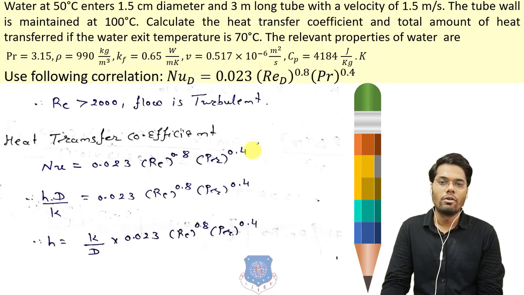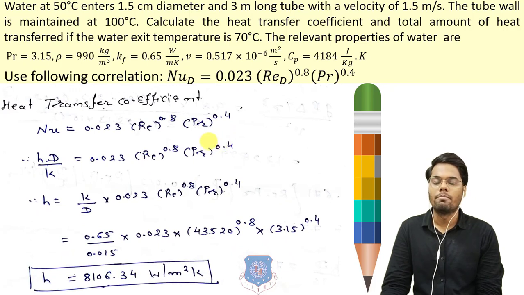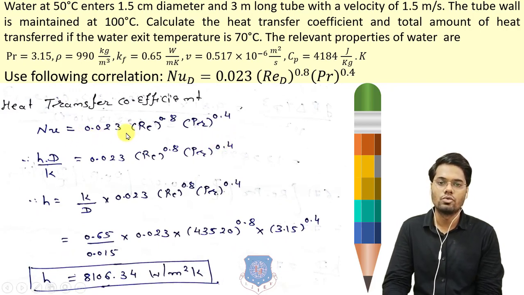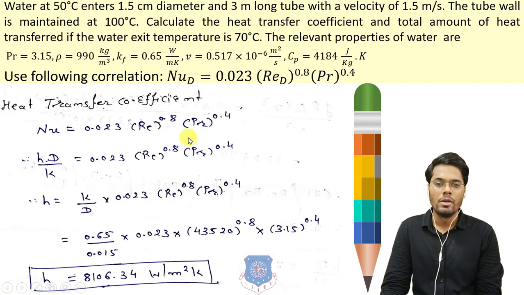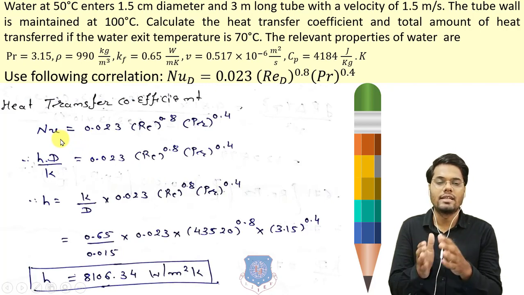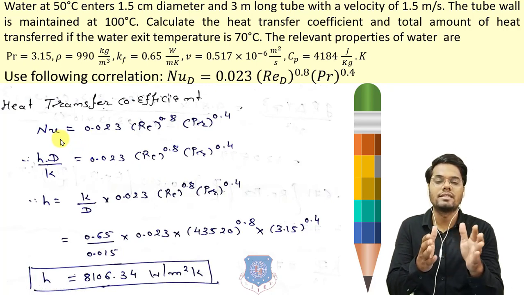Now we have the value of Reynolds number, and we know the value of Prandtl number from the given data. So using the relation, Nusselt is equal to 0.023 Reynolds raised to 0.8, Prandtl raised to 0.4, we put the values of Reynolds and Prandtl in this equation. As well, we know the Nusselt number is h Lc by k, where Lc is a characteristic dimension, or we can say characteristic length.